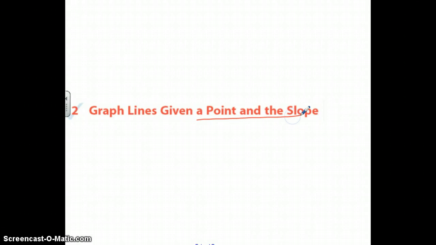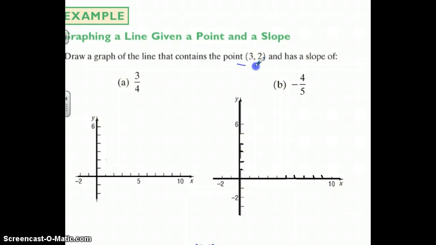Given a point and a slope, we're going to graph some lines and look at the equations. So given a point 3, 2, I'm going to go out to 3, 2. And then this says rise 3 and always run to the right. So rising 3 and running to the right 4. I would do it again, rise 3 and run 4. I'd fill up the graph as much as you can.